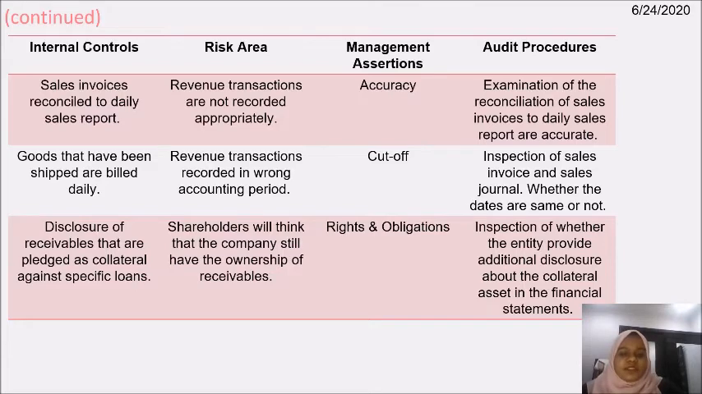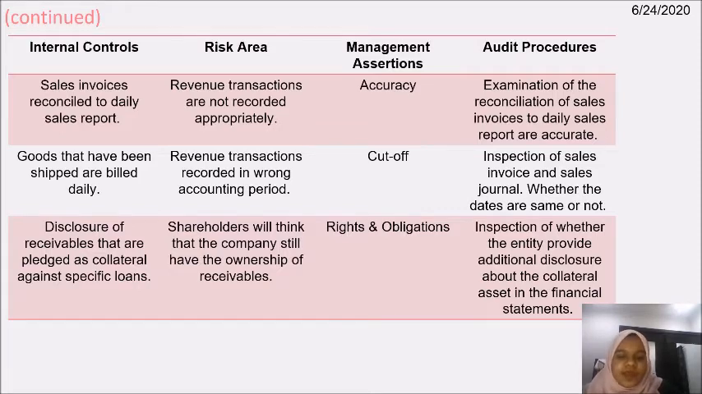So next, we have goods that have been shipped are billed daily. The risk area for this internal control is revenue transactions recorded in the wrong accounting period. The suitable management assertion here is cut-off. This is because cut-off assertions ensure that revenue-related transactions are recorded in the correct accounting period. So what could have been done by the auditor to obtain audit evidence here is inspection of sales invoices and sales journals. This is to make sure whether the dates are the same or not.